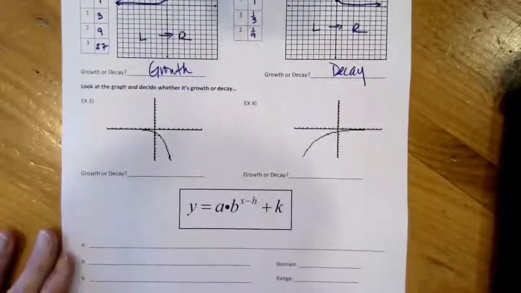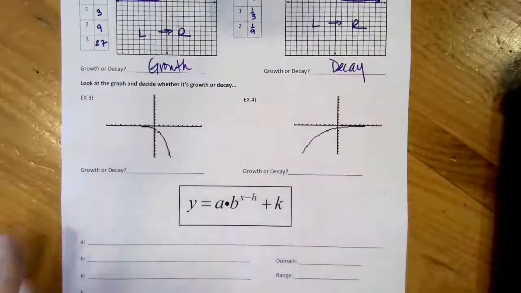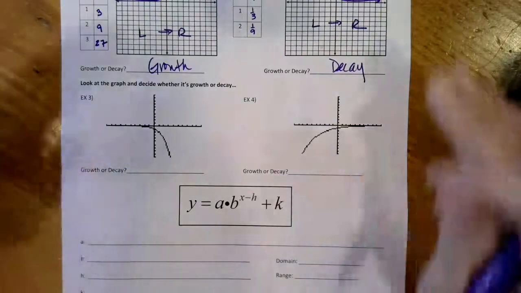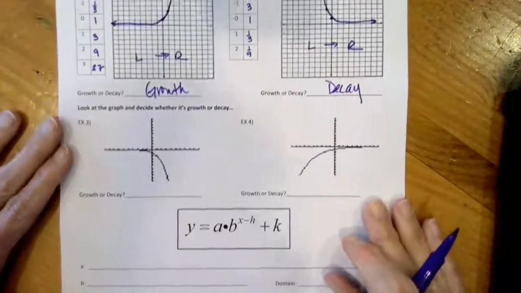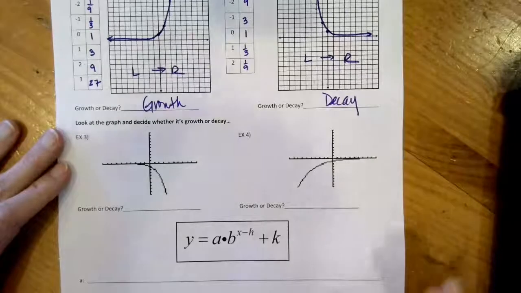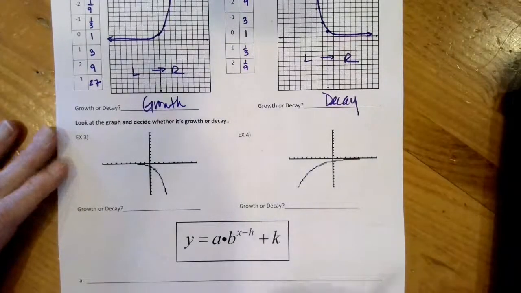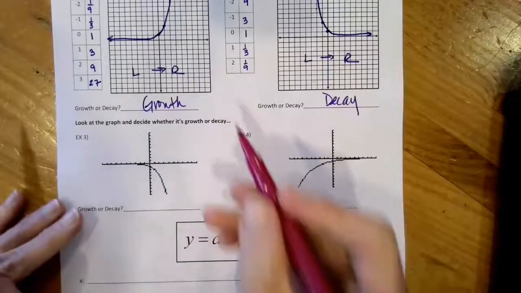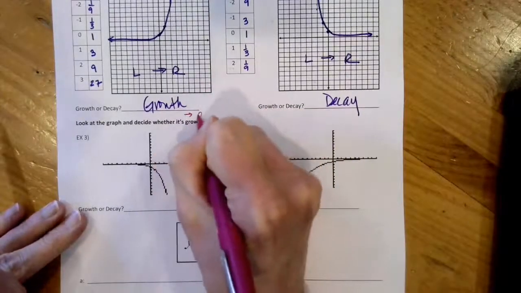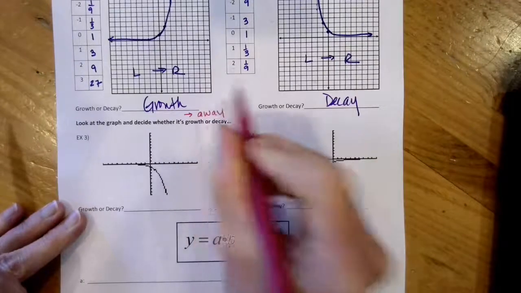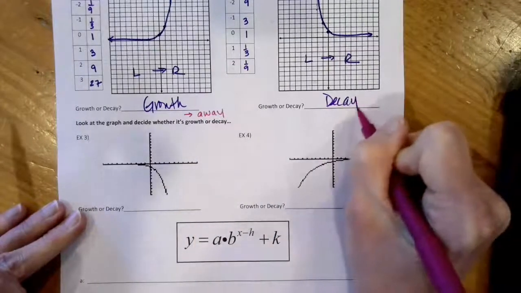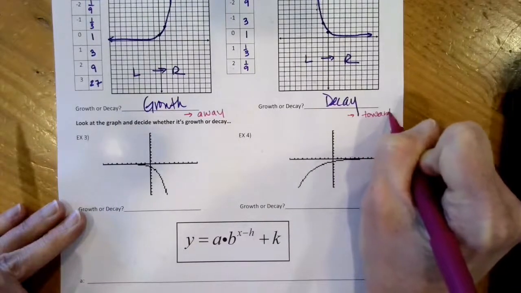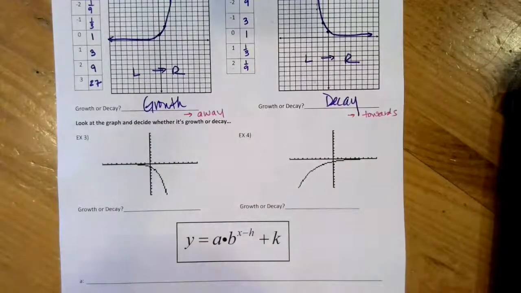All right, so for these two examples, we're going to look at the graph and see whether it's growth or decay. It's harder here because we don't have the equation, but we can go back to our conversation about whether it's moving towards or away from the axis. If it's growth, it's moving away from the axis as you go left to right. If it's decay, it's moving towards the axis as you move from left to right.